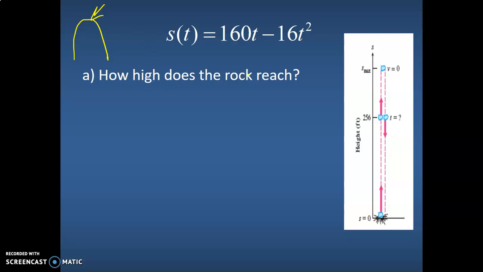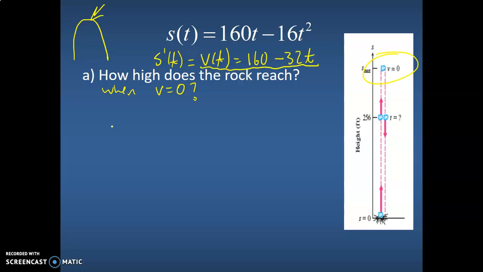In order to answer how high does the rock reach, we're going to think about the fact that at its max point, the velocity is zero. So basically, how high does the rock reach when the velocity is equal to zero? Let's find an equation for the velocity. The derivative of position is my velocity equation. We can use the shortcuts because it doesn't say anything about the definition of the derivative. The derivative of 160t is 160. The derivative of negative 16t squared is negative 32t. So this is my velocity equation.